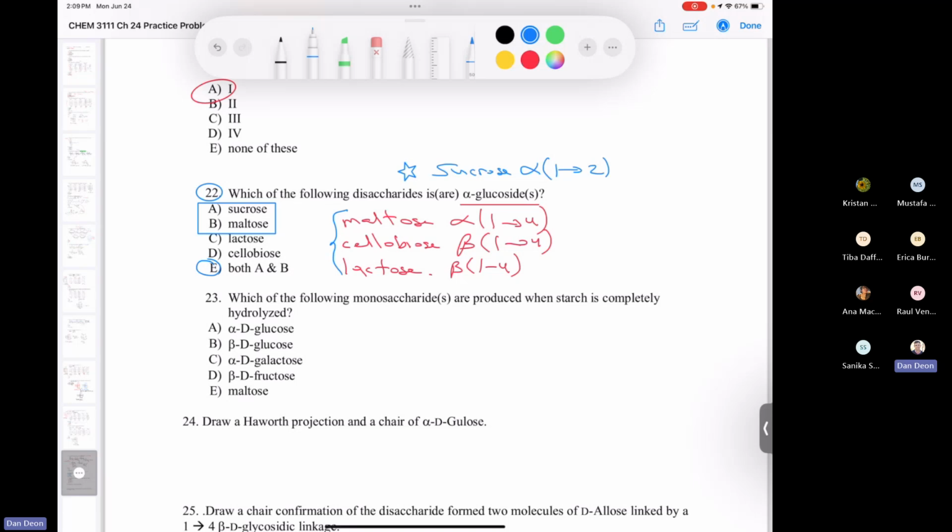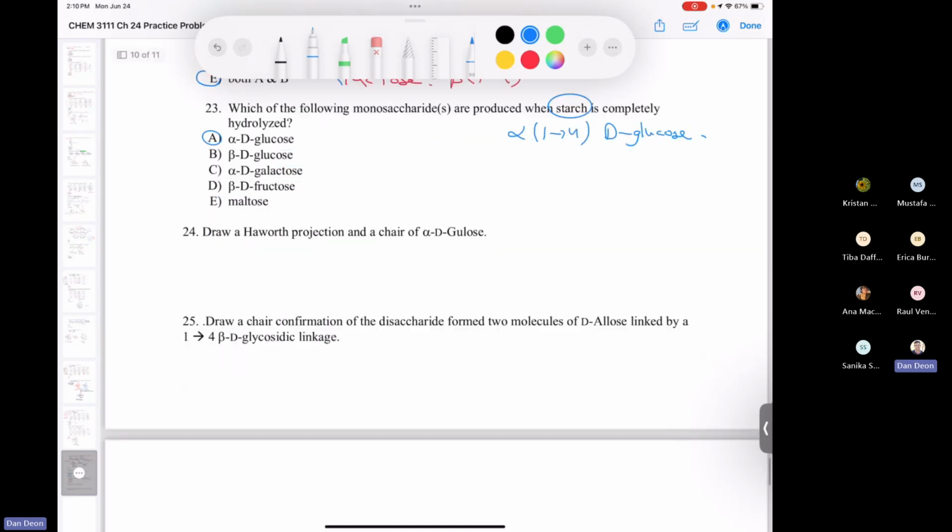Number 23, it says, which of the following monosaccharides are produced when starch is completely hydrolyzed? Well, starch, you remember, was made of alpha 1,4 linkages of D-glucose. And so we're going to end up with alpha D-glucose when we hydrolyze it.